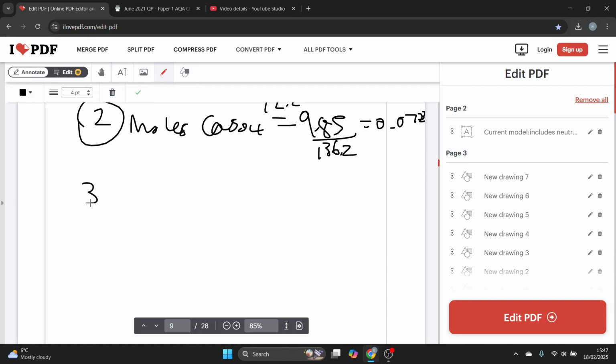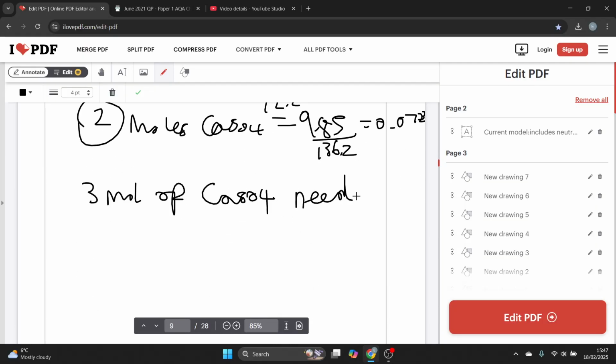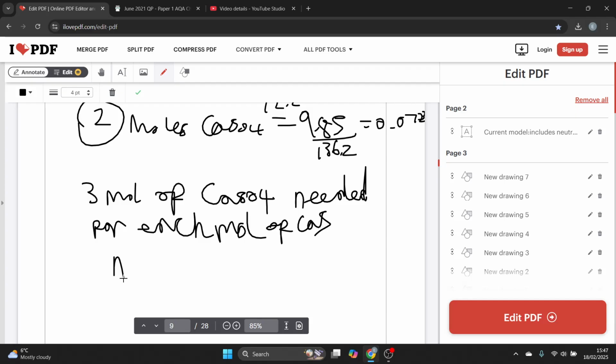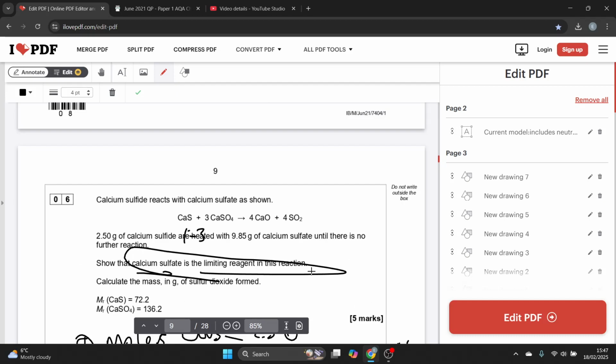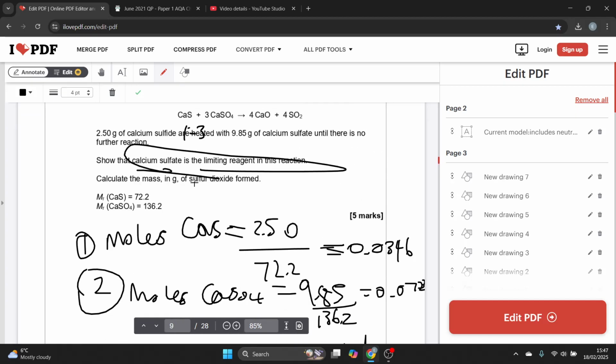3 moles of CaSO4 needed for 1 mole of CaS, needed for each mole of CaS, and then say the number of moles of CaSO4 is not equal to the number of moles of CaS times by 3. Therefore, CaSO4 is the limiting reagent.